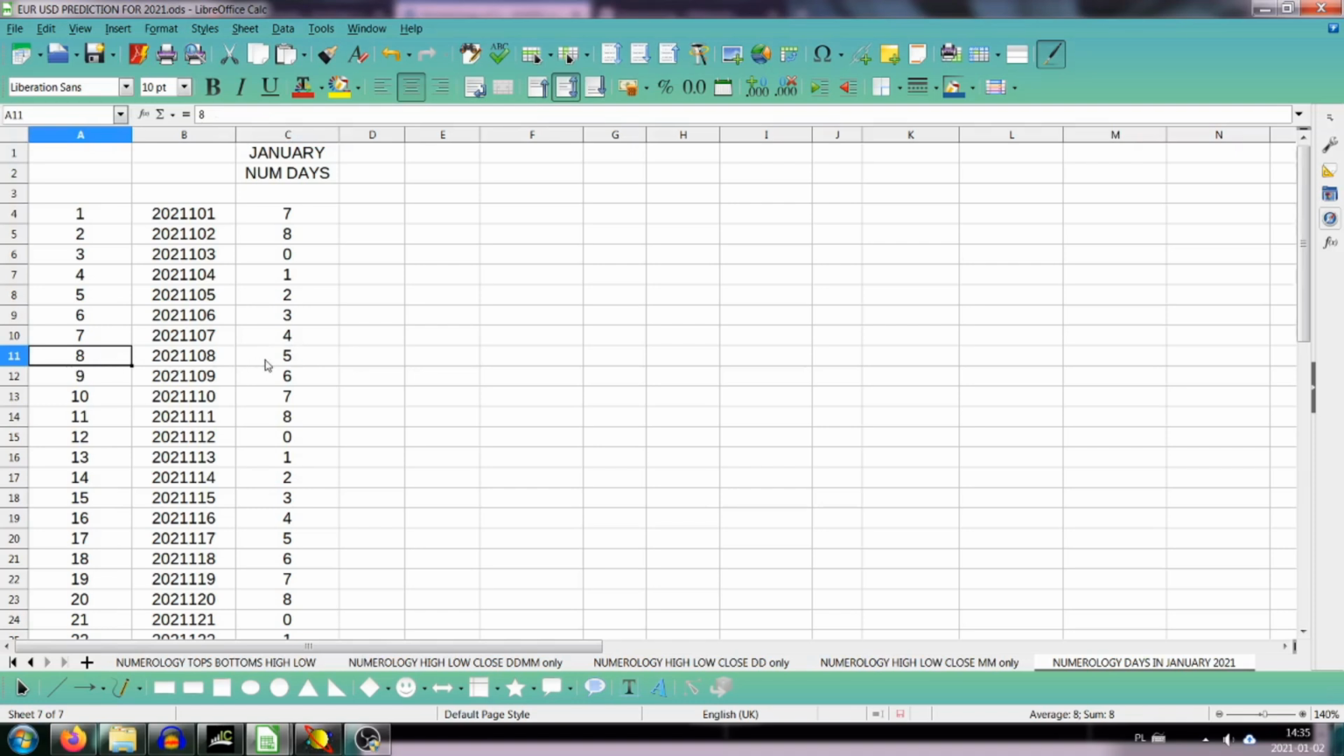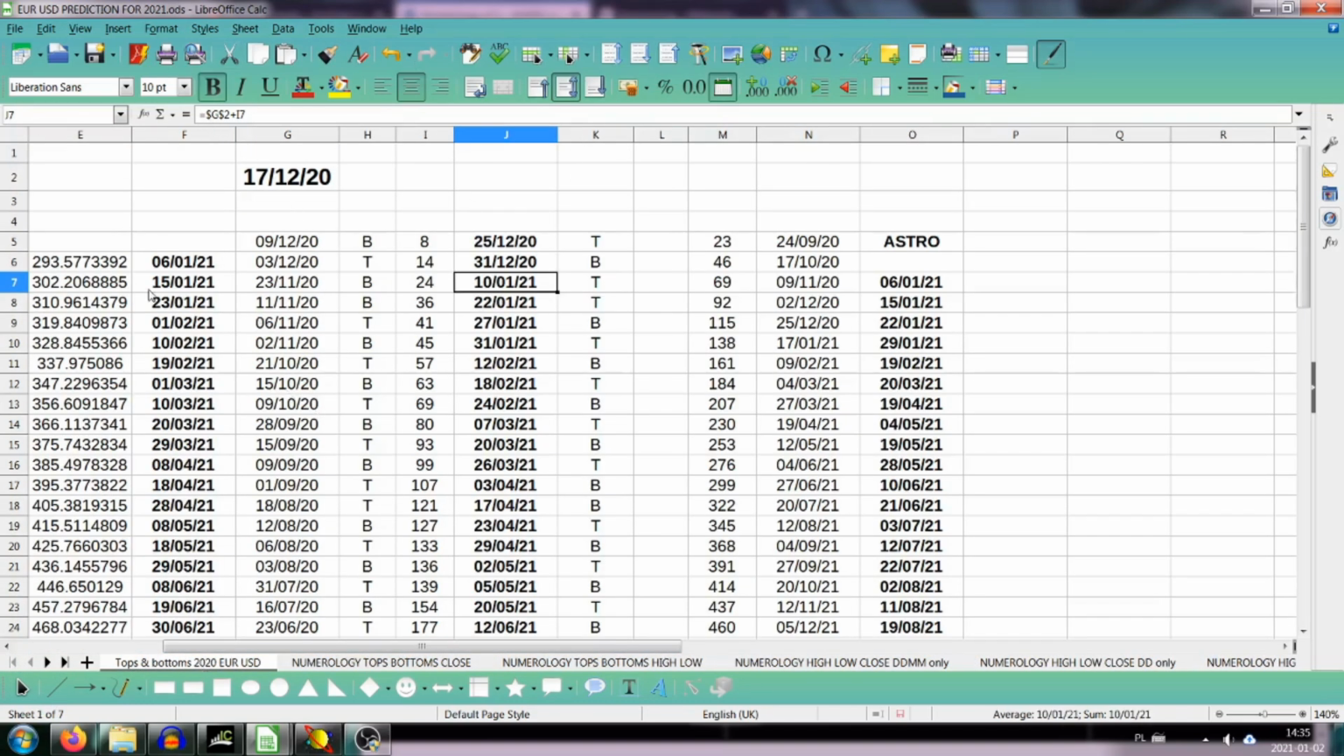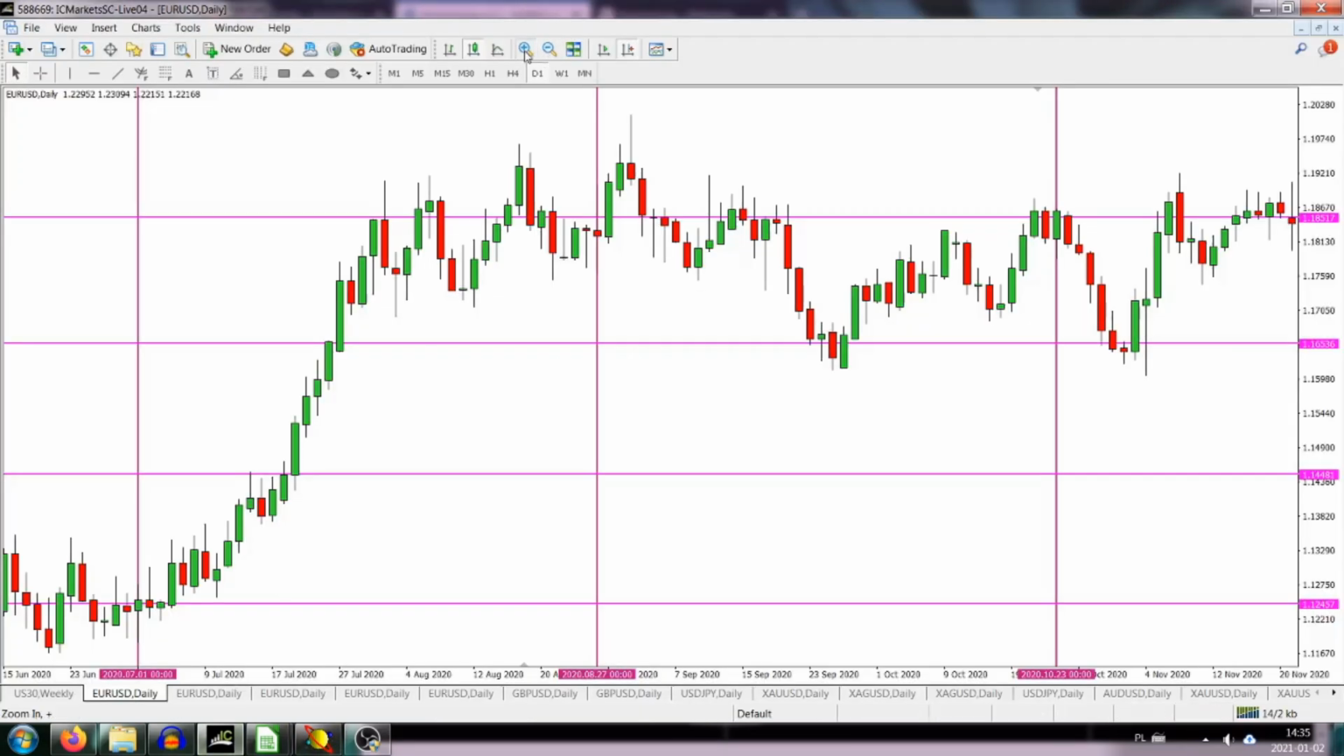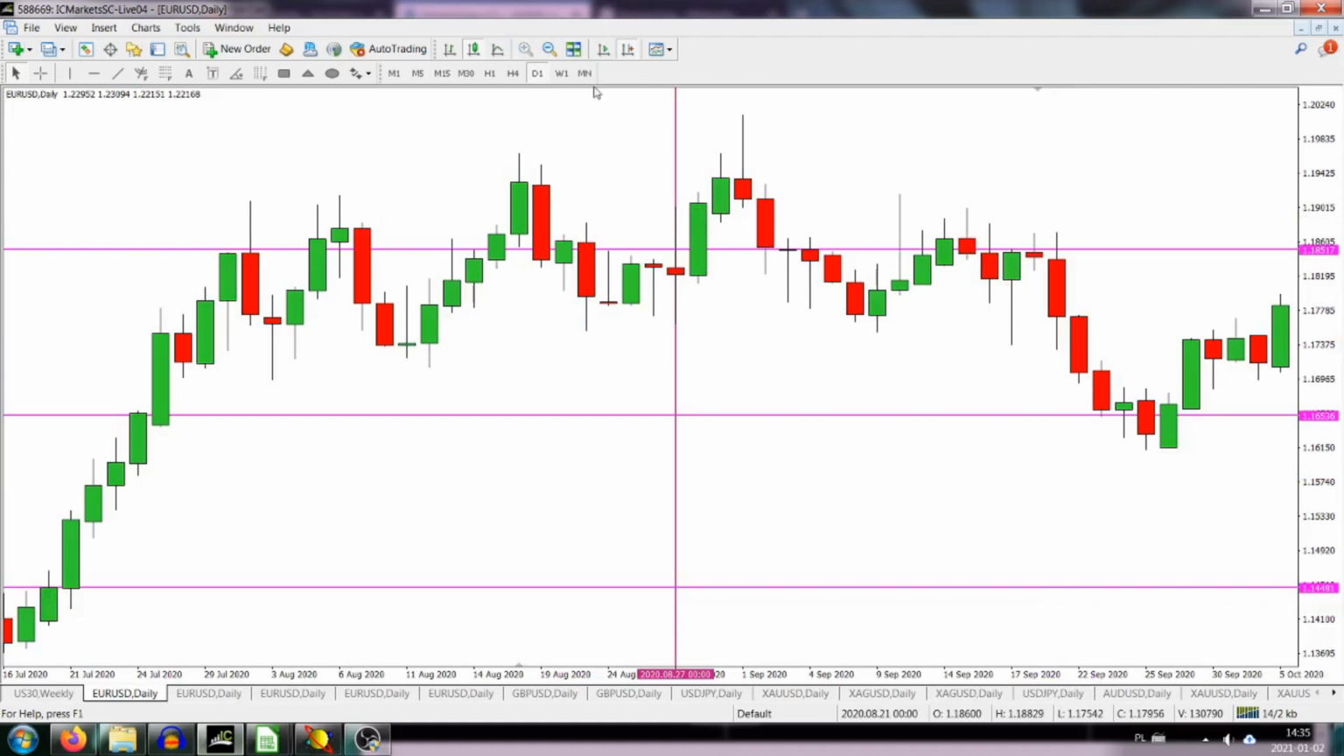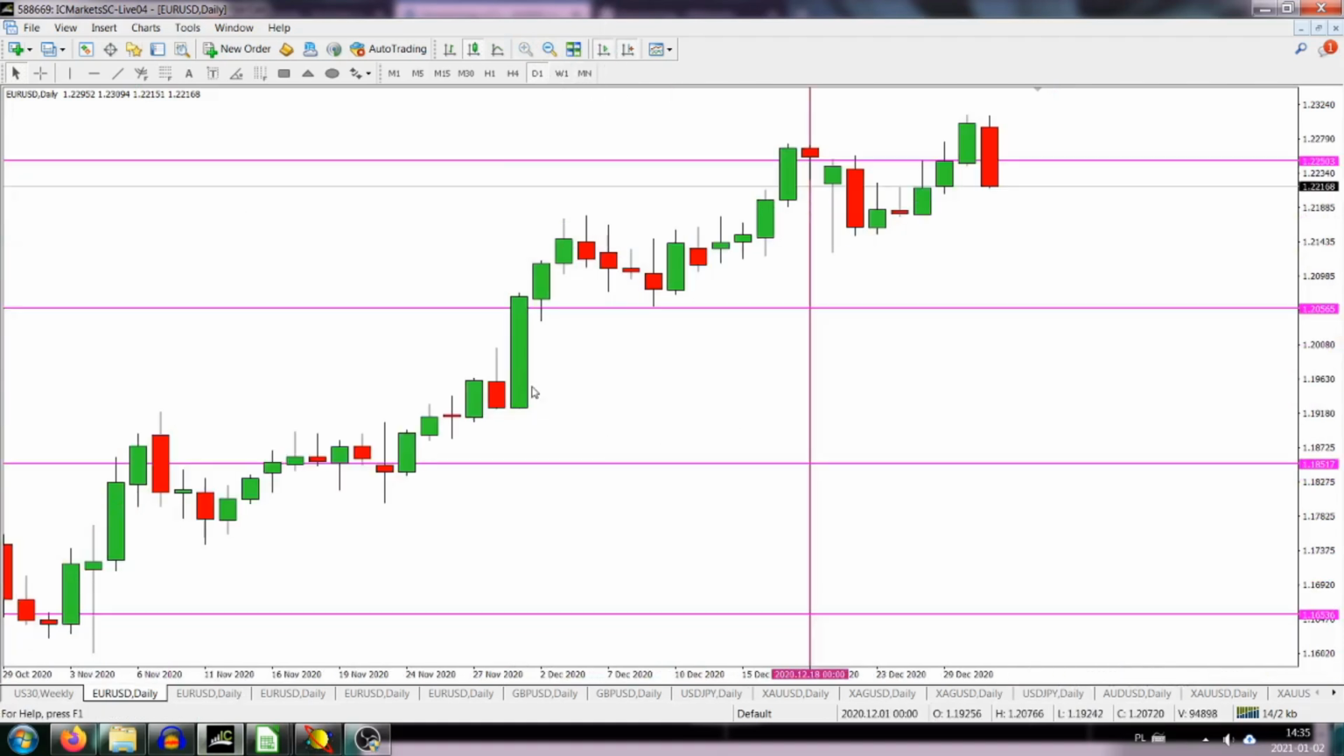I'm sure it will. Why? Let me show you. Over here, I got just a few calculations based on the local top of 17 of December 2020, which was a local top. The market made a closing high here.